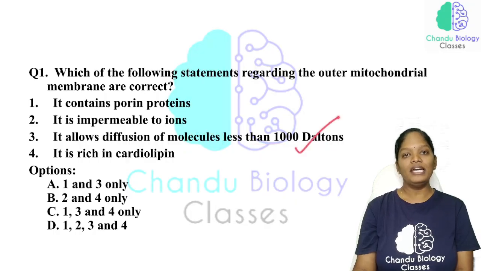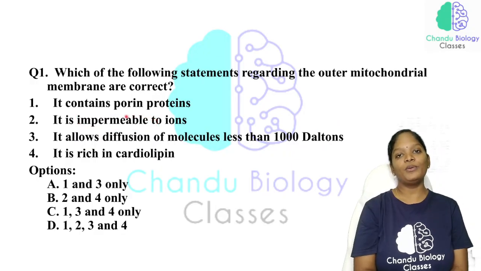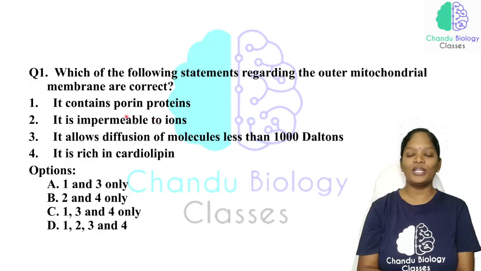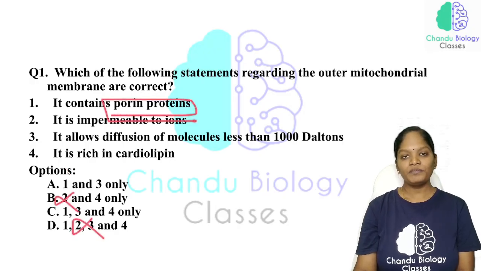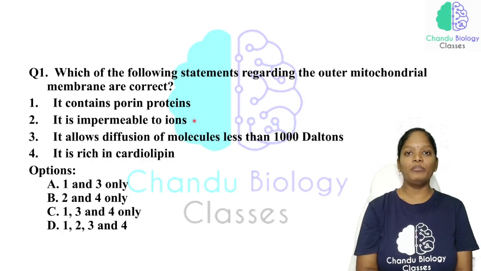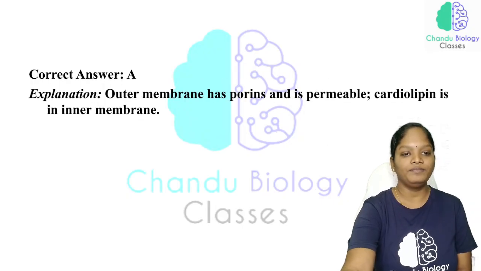It allows diffusion of molecules less than 1000 Daltons. Okay, so this is a right statement. And it is impermeable to ions. Impermeable to ions is which layer? Inner mitochondrial membrane. So we can also eliminate this second option. It contains porin proteins. As it contains porin proteins, it is highly permeable in nature. So the answer for this question will be option A.